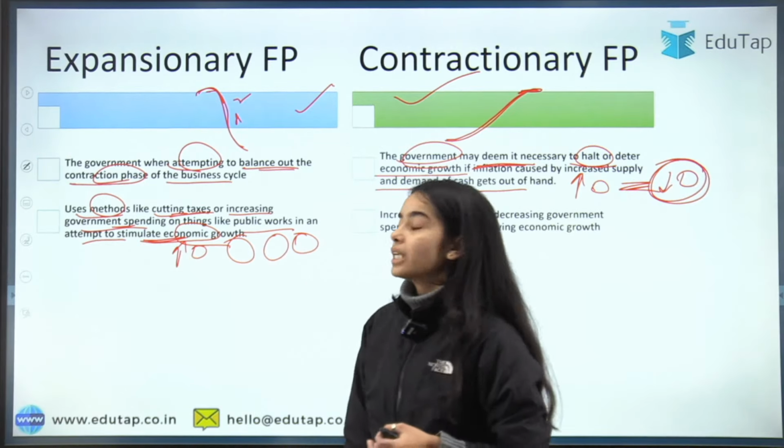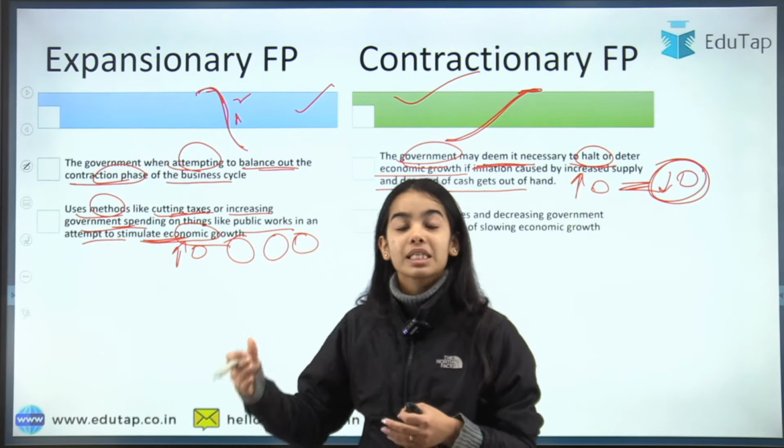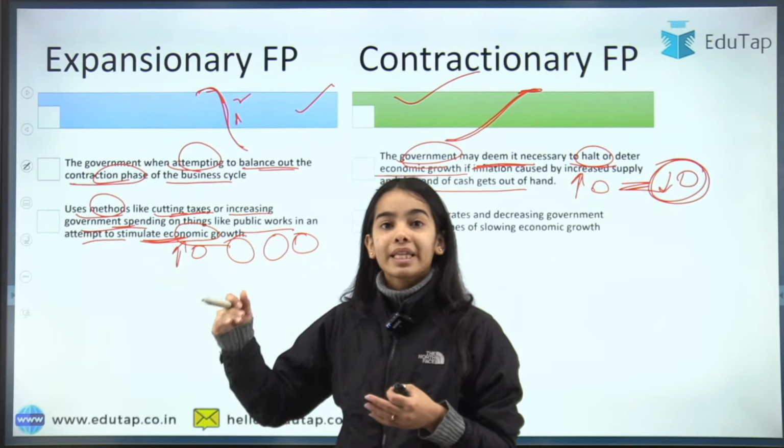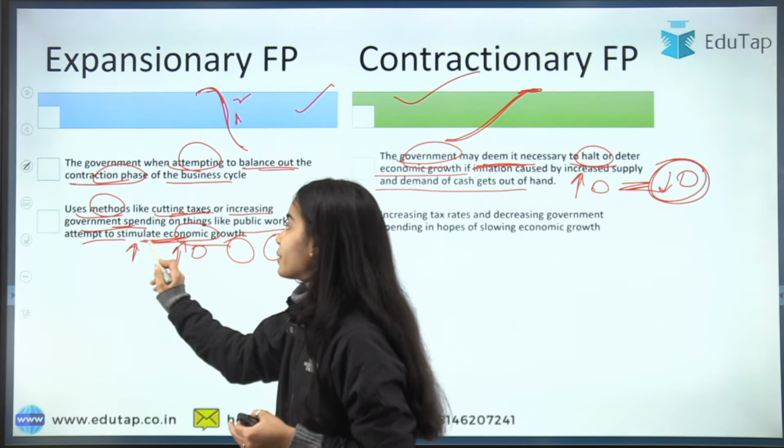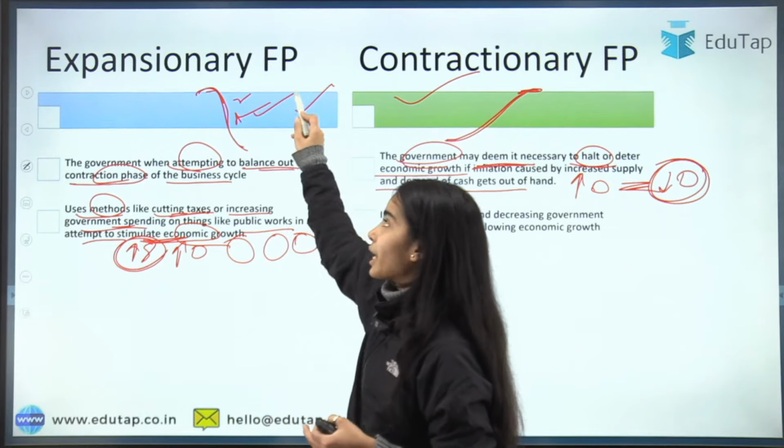This will stimulate the economic growth, because when the demand is increasing in a contractionary phase, then the supply will also increase because the resources are in the country.